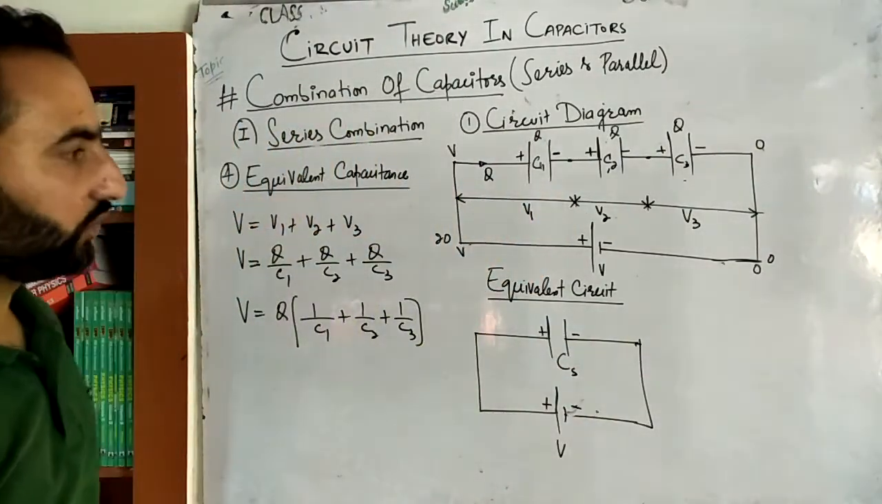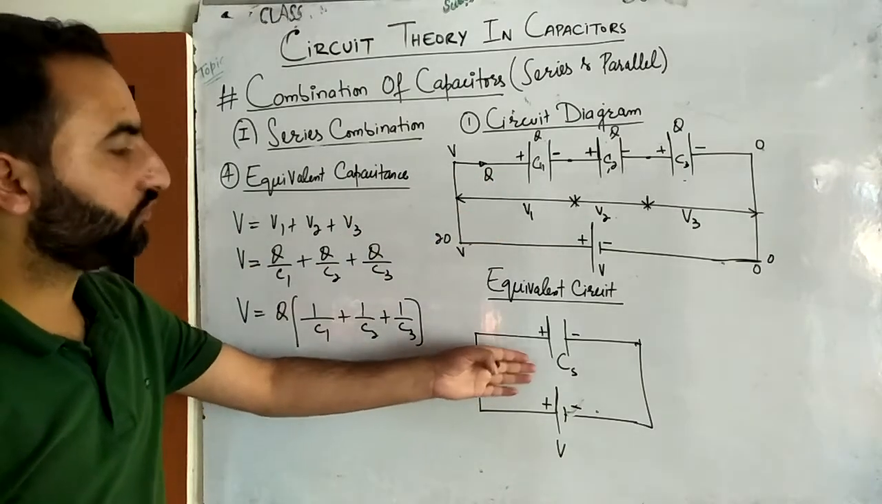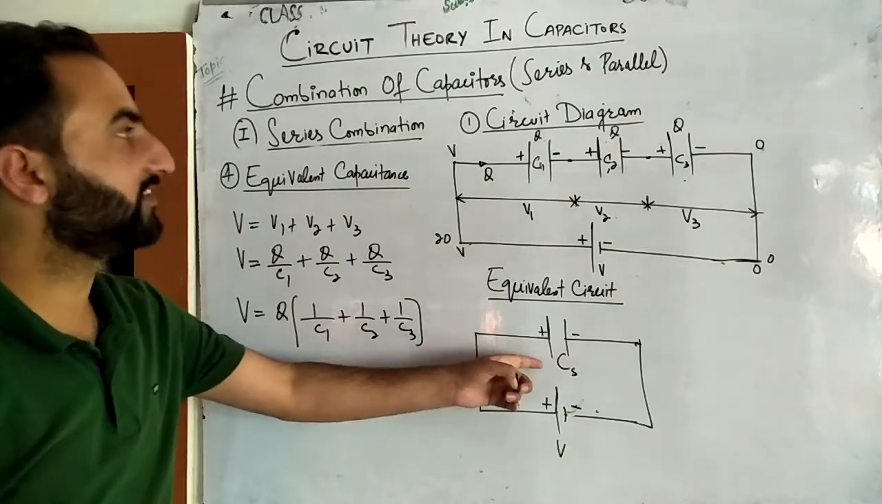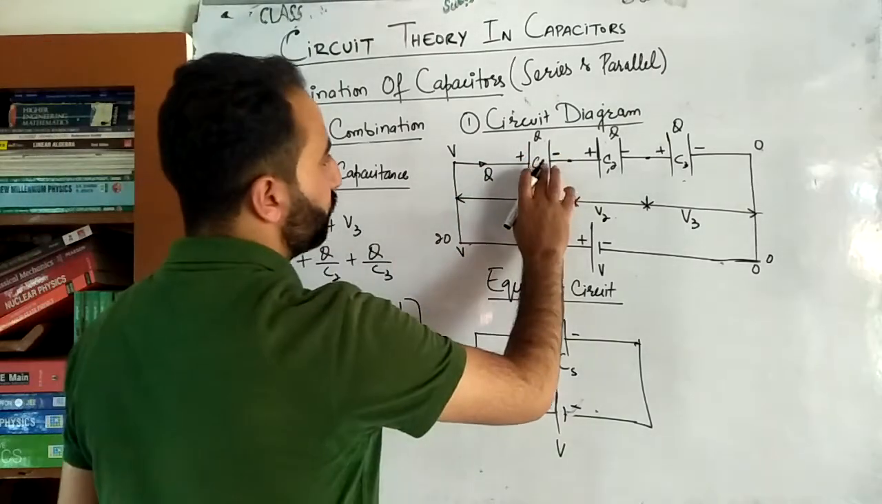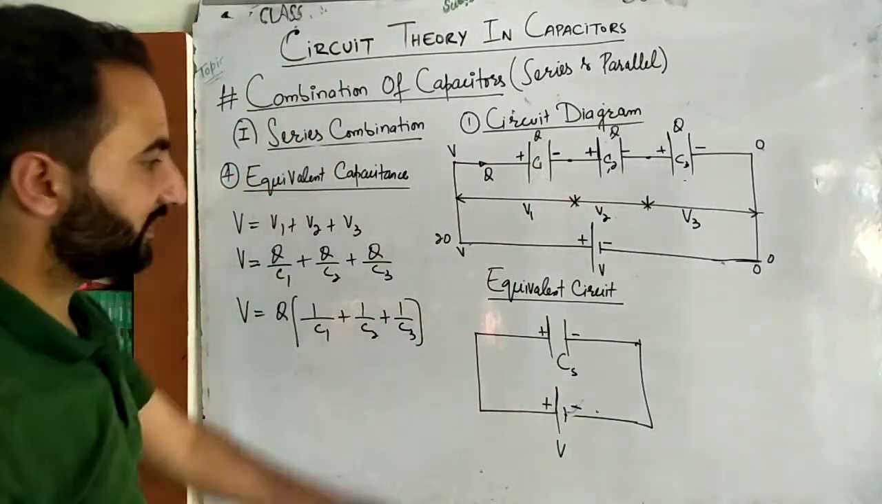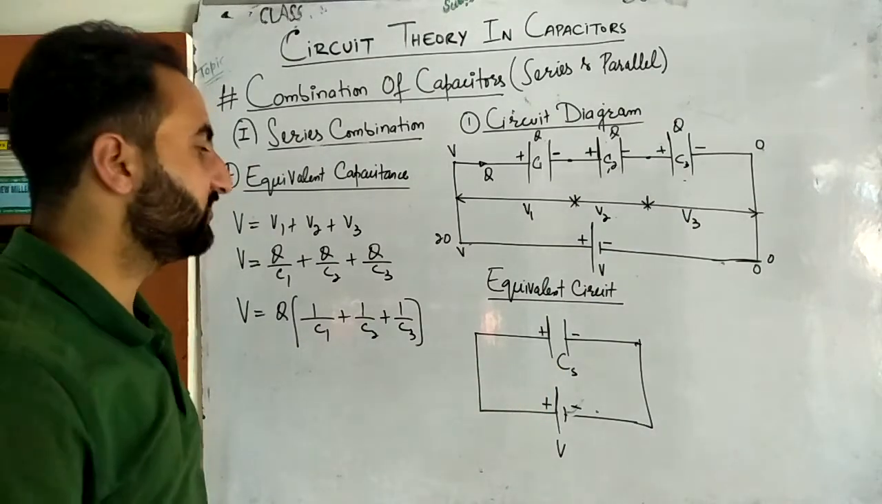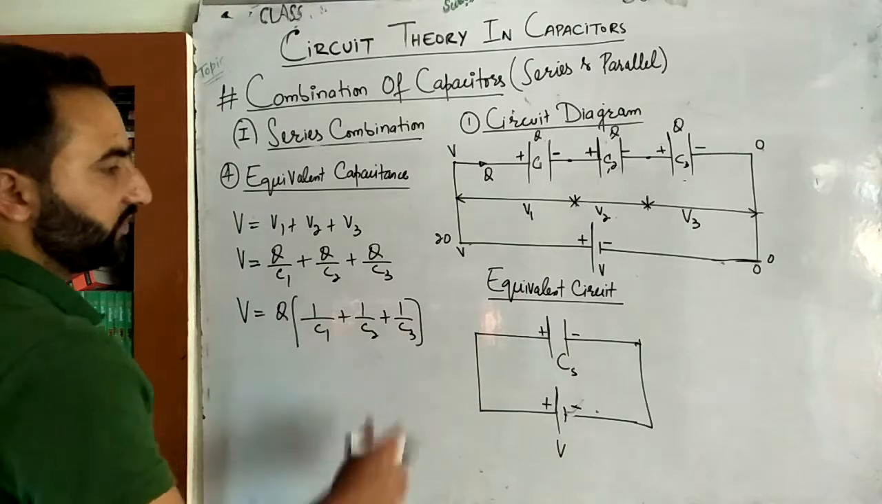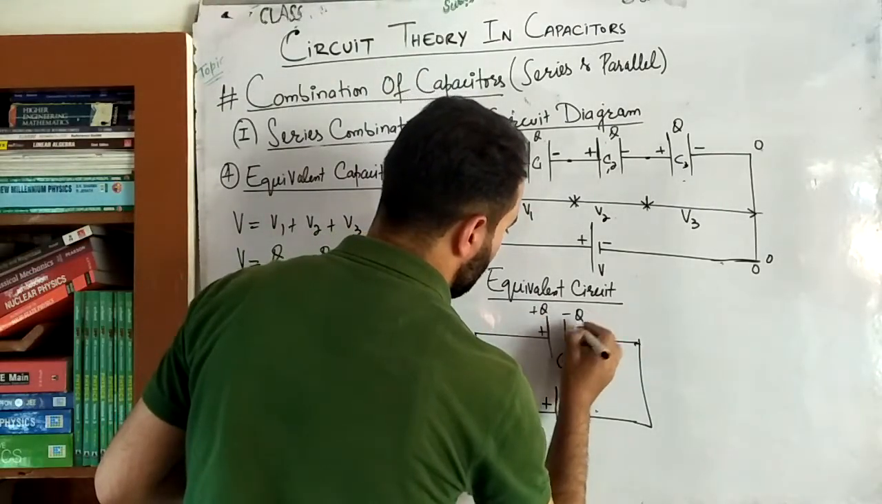Equivalent circuit implies replacing this circuit by a circuit which contains a single capacitor whose capacitance is equivalent to these individual capacitances. That is CS, where CS is the equivalent capacitance in series combination. The charge on this plate is plus Q, and the charge on this plate is minus Q.